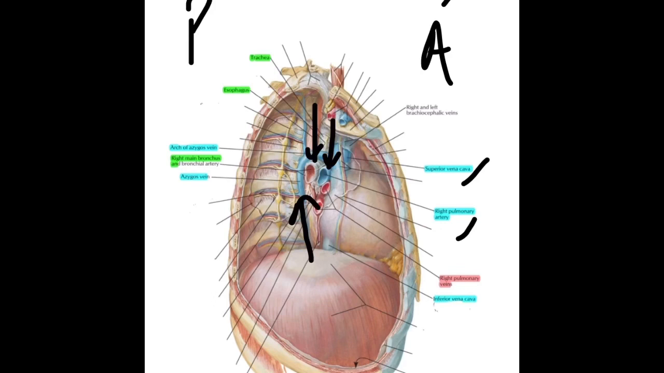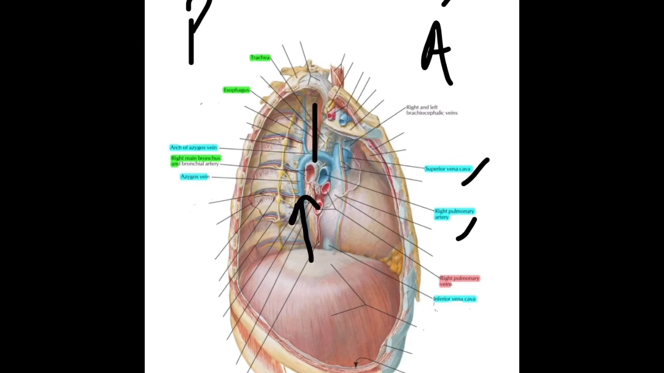You have to note here that on the right side, both the right main bronchus and the right pulmonary artery are present at the same level anteroposteriorly. This is important because it is not the same on the left side, and because of this discrepancy we get a different anatomy on the chest x-ray of the hila, which we'll discuss later on. So this is an important thing to remember.